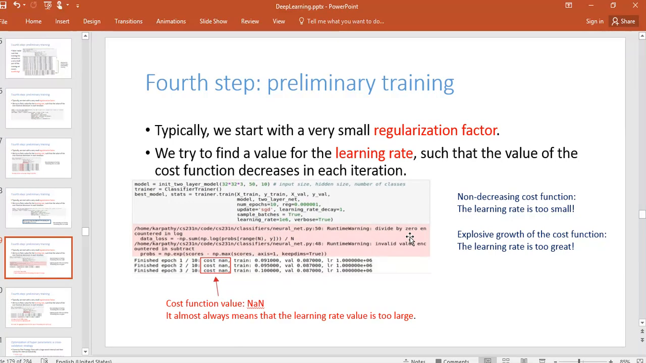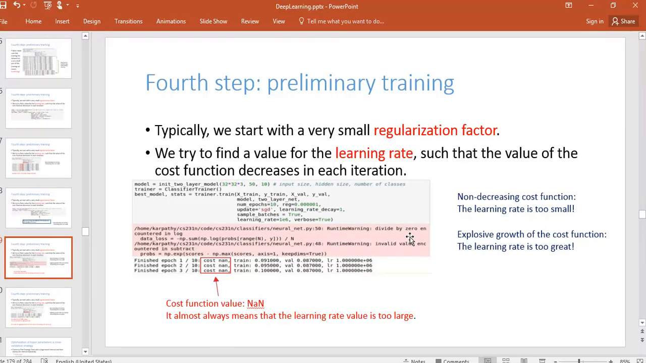In Python, NaN means that this number is so large that overflow has occurred. In 64 bits of the space of decimal numbers in Python, a certain amount of numbers can be placed. So this means that the value of the cost function is too large. So we understand that the amount of alpha was very, very large.